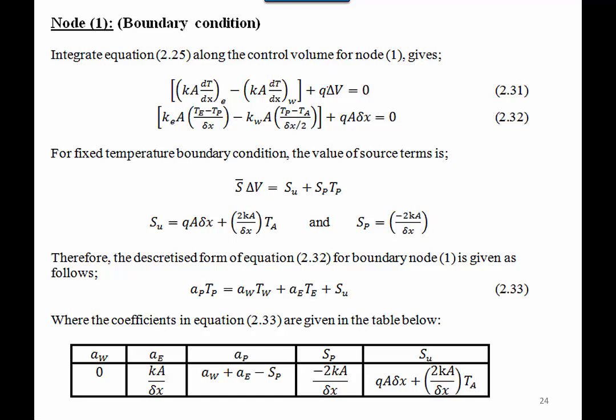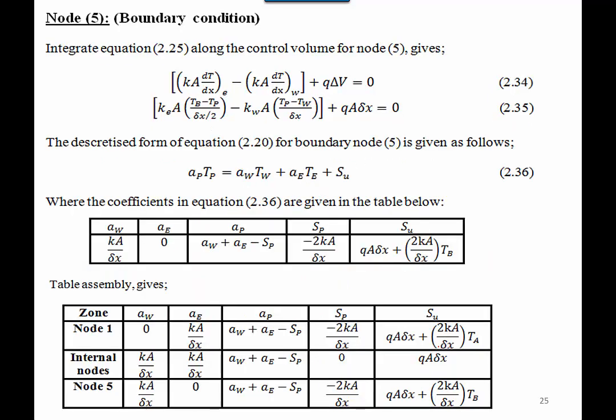It is the source term, and we will assume it is a linear equation with Tp, which has a constant value and a slope value multiplied by T point. We will find that SU will be equal to q A delta x plus this value, and this value is obtained from equation 2.32.